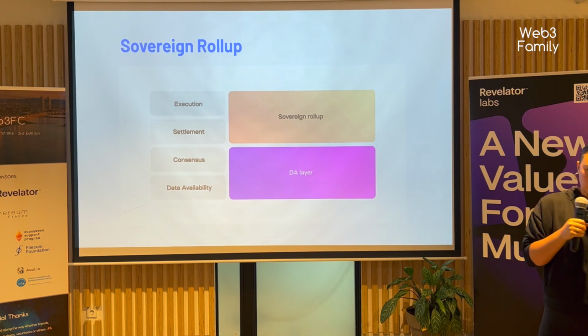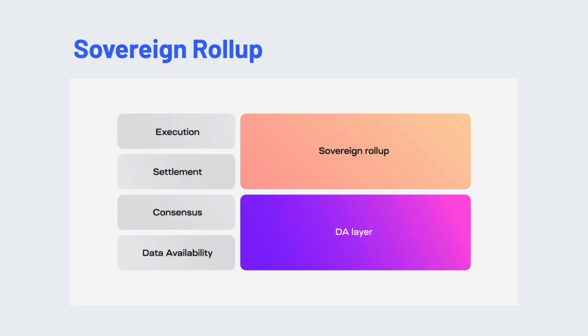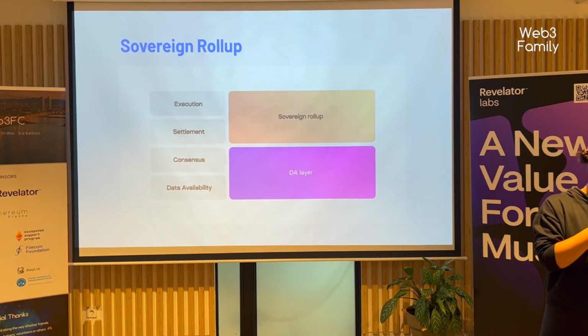Then you've got a sovereign rollup. Again, I'm using Cosmos as an example. A sovereign rollup handles execution and settlement, with a DA layer such as Celestia handling consensus and data availability.